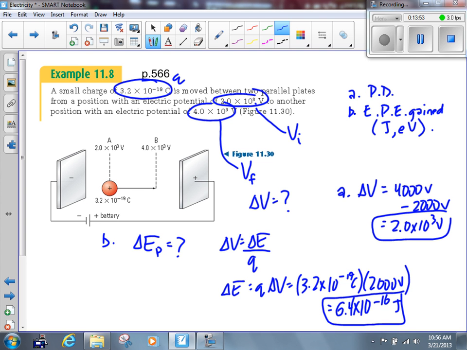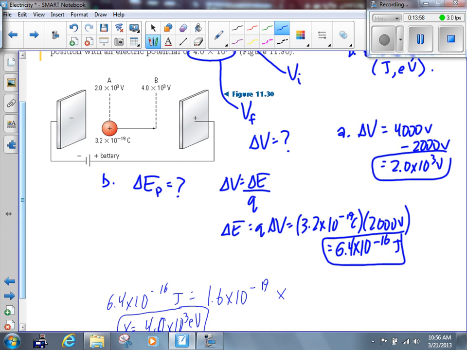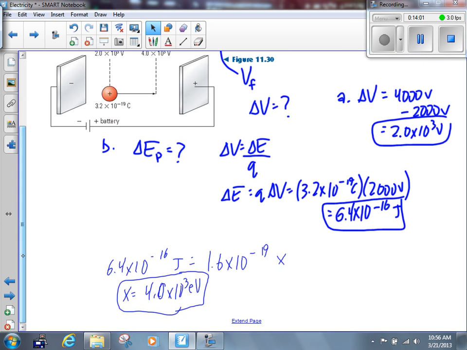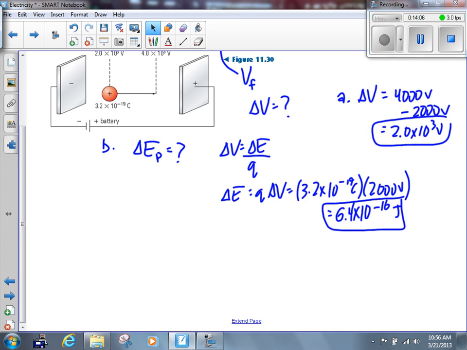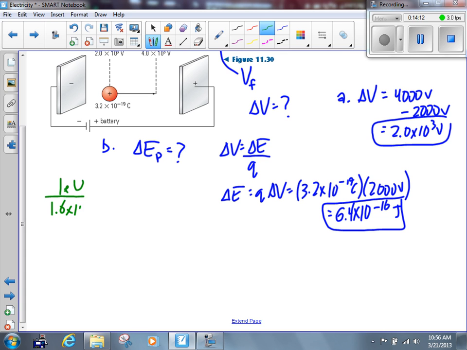Now, we're also asked for that potential energy gained in electron volts. This is the first time we've had to do that conversion here. Oops, looks like I already had it from the last time. Let me erase that. Remember what we do? We say 1 electron volt is equal to 1.6 times 10 to the minus 19 joules. You don't have to remember that conversion. That's on your data sheet. If you look at the left-hand side of your data sheet, it specifically tells you that 1 electron volt is equal to 1.6 times 10 to the minus 19 joules. We're looking for the number of electron volts that's equal to 6.4 times 10 to the minus 16 joules.